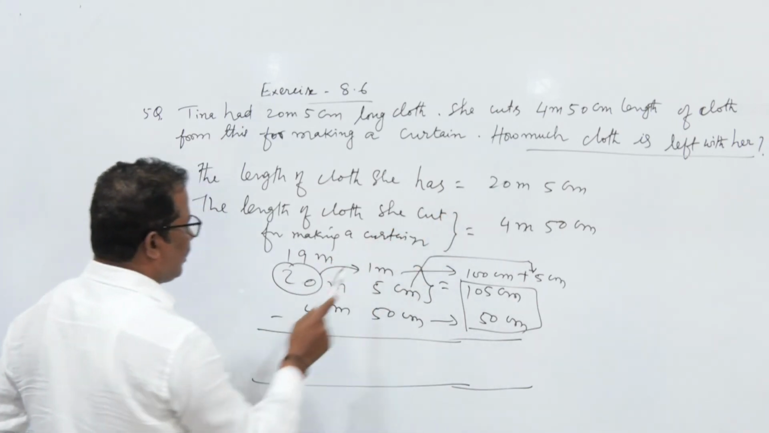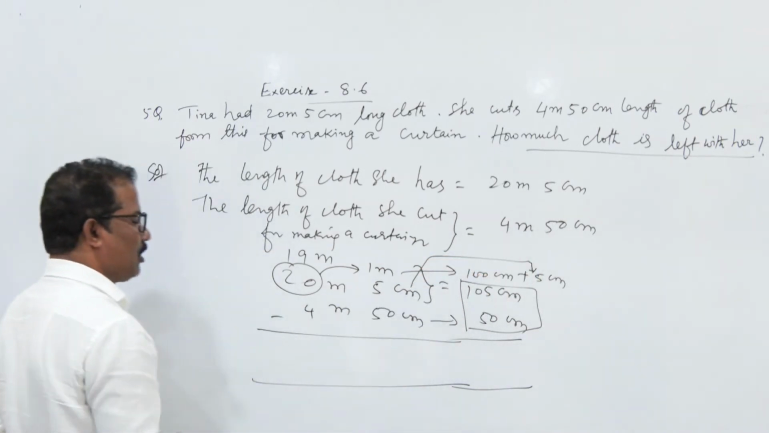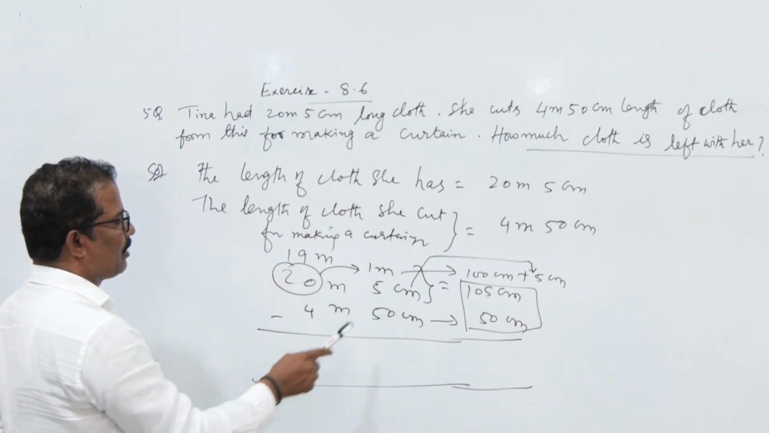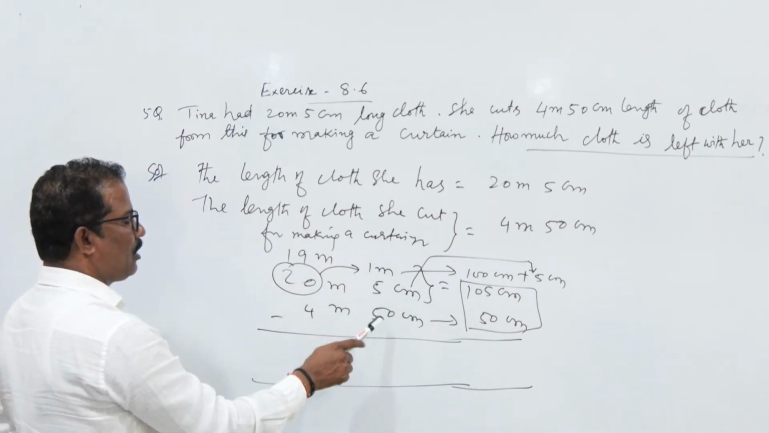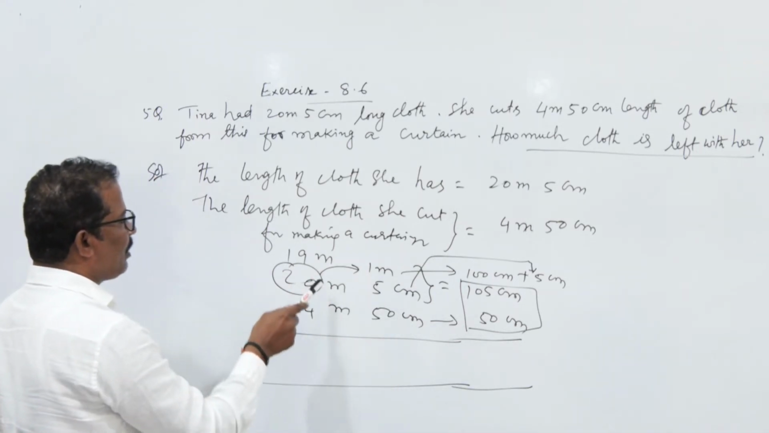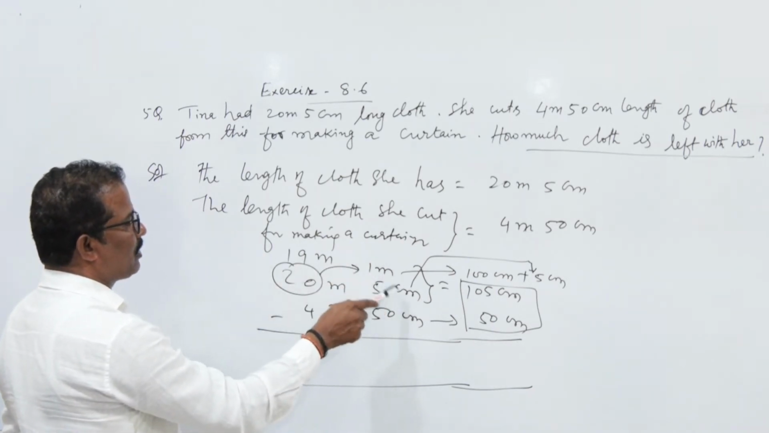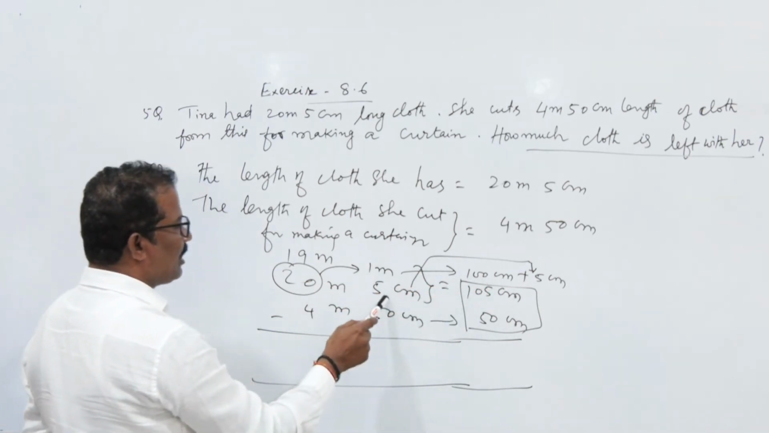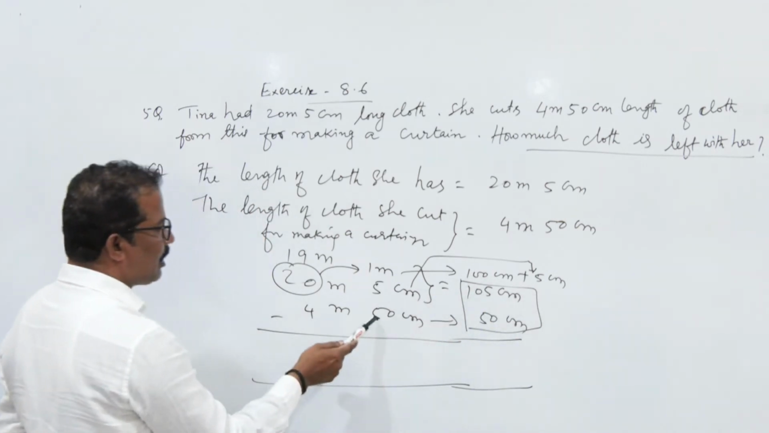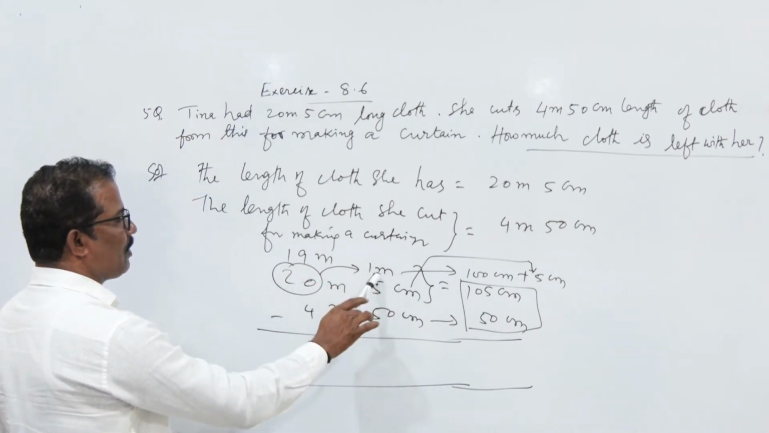From this length, that is 20 meter 5 centimeter, we have to subtract 4 meter 50 centimeter. And there are two different units. These are in centimeter and these are in meter. And from 5 centimeter, we are not able to subtract this 50 centimeter, not possible. That means we have to borrow. Borrow from where? From the meter. 1 meter borrowed here. 1 meter we have to convert into centimeter. 1 meter is equal to 100 centimeter and this 5 centimeter now becomes 105 centimeter. From this 105 centimeter, we have to subtract 50 centimeter. Now it is possible.